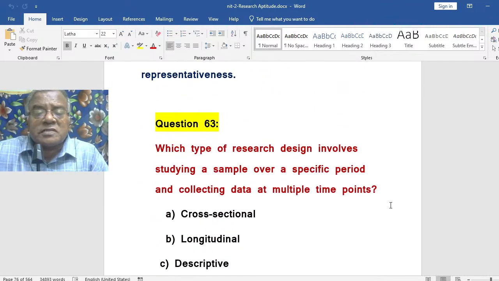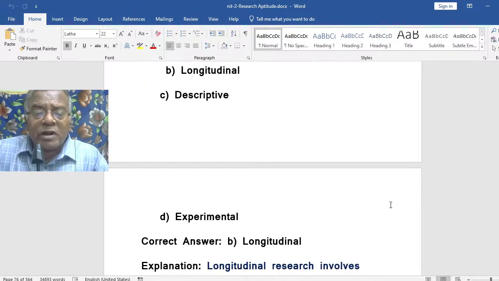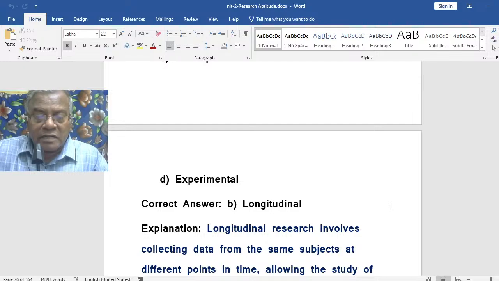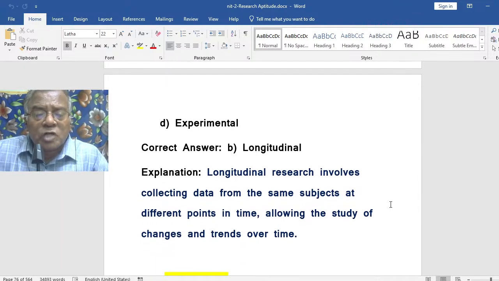Which type of research design involves studying a sample over a specific period, meaning over a long period, and collecting data at multiple time points, at different stages? That means it should be a longer period. So that is longitudinal research design. Longitudinal research involves collecting data from the same subjects at different points in time, allowing the study of changes and trends over time.